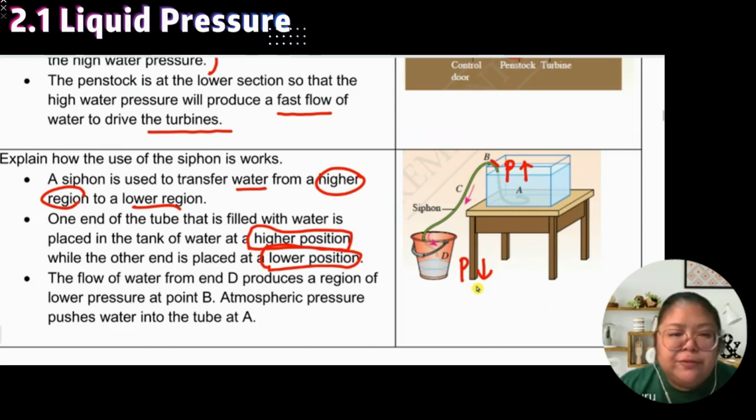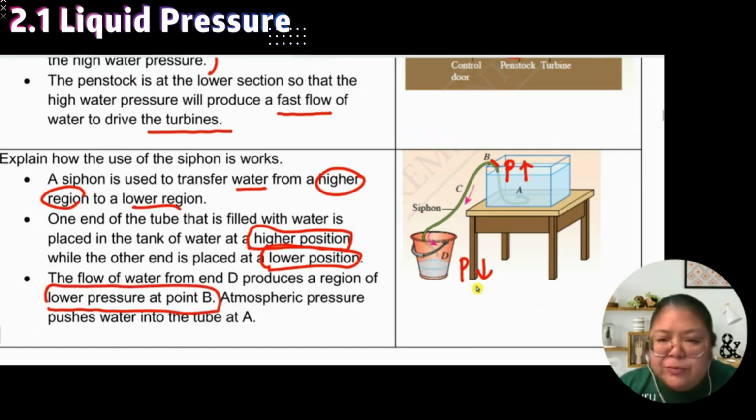So from here, the flow of the water from the end of D produces a region of lowest pressure at the point B. So this one, higher pressure. When they go up, they flow until the D. This one is the lowest. Atmospheric pressure pushes the water into the tube at the A.